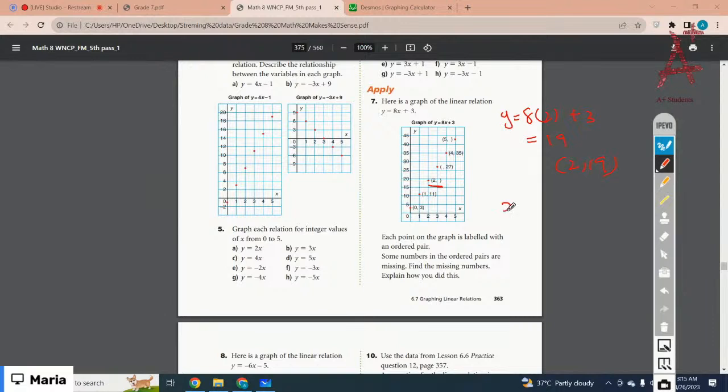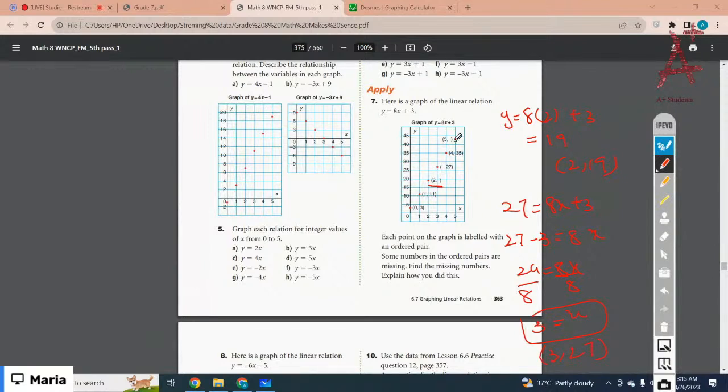Y you are given is 27. 27 equals 8x plus 3. Move the 3 to the other side. So 27 minus 3 is 24. Divide both sides by 8. 8 times 3 is 24, so x equals 3. So here you have 3 and 27, right? That means the point is 3 and 27.